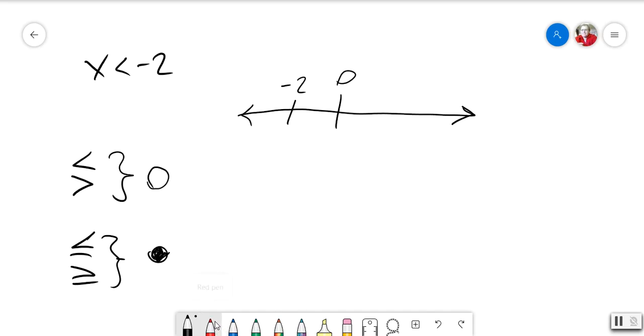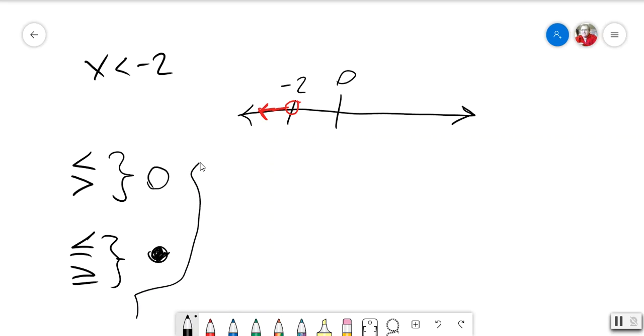I'm going to change colors here so it's clear what I'm doing. This is less than. So less than means an open circle on the -2. Open circle means -2 is not included. You can get as close to it as you want, but you never can be on it. Then I draw an arrow that goes in the same direction as my inequality sign, and that's it. Simple as that. That's all I do.